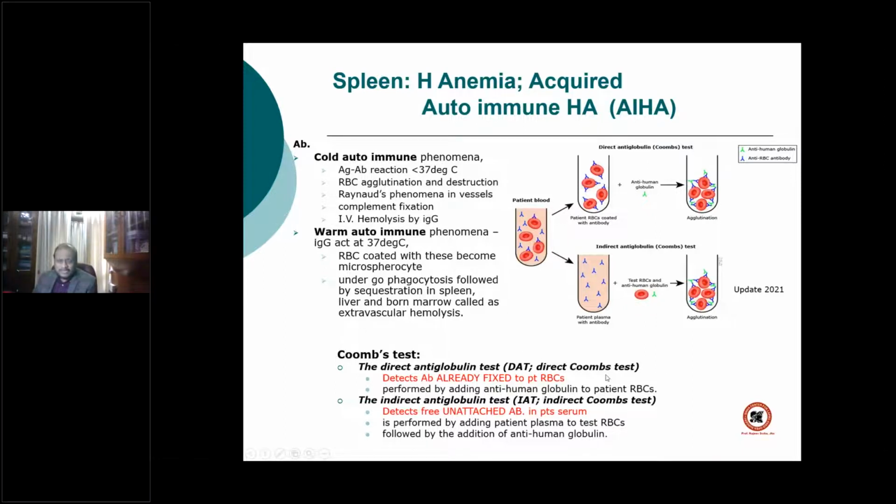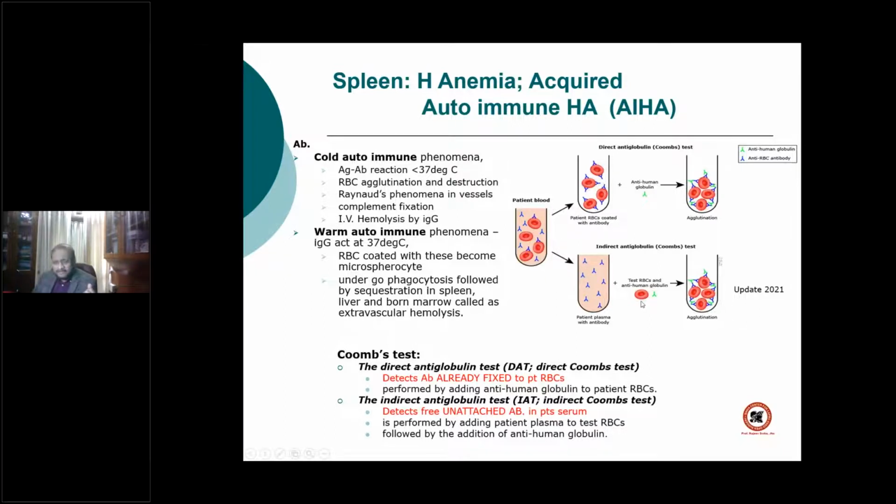Now, direct Coombs test, just 2 or 3 lines about it. This you would be knowing from knowledge of pathology. I'm very sure about that. But a direct Coombs test, we know it detects those antibodies already fixed, antibody fixed to the RBC. And indirect is trying to decide on the level of antibodies which have still not been fixed.